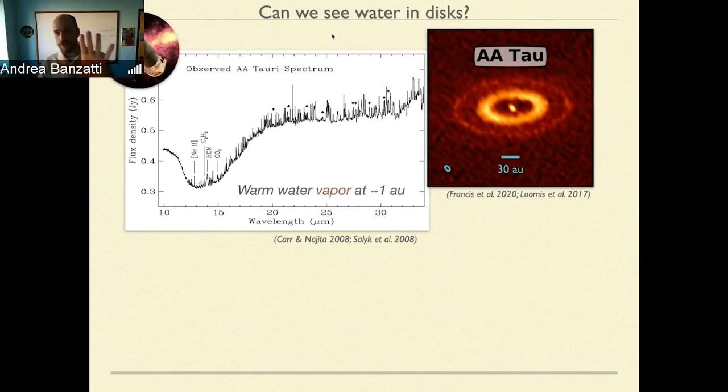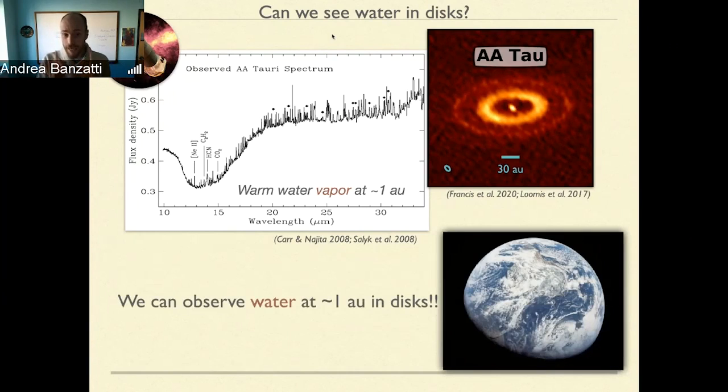But now, even if we step for a moment back from these technical details, I think the most fundamental message of this discovery was that we can observe water at 1 AU in disks at the time of planet formation. So immediately, many of us couldn't avoid thinking that we could finally learn more from observations about the story of how water has been delivered to planets. Now, a story that is truly very dear to us here on Earth.